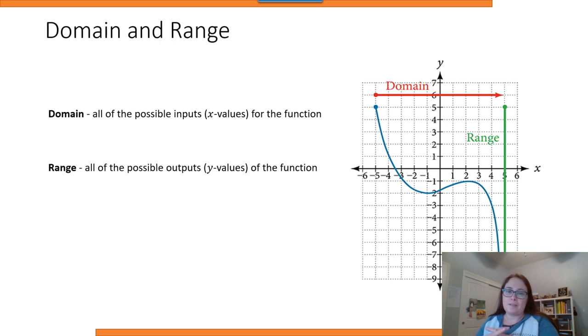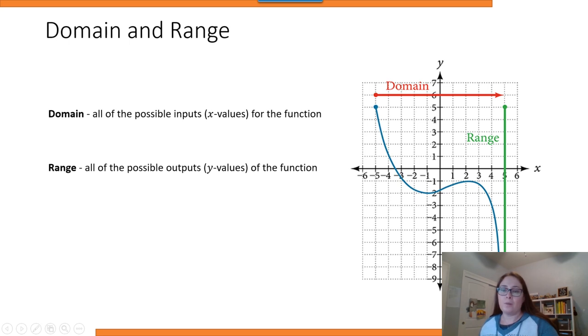So in this example I see here on the right, it looks like at negative 5, 5 right here, this is where the graph ends. So anything less than negative 5 on the x-axis would not be part of the domain, and anything less than 5 would not be part of the range.